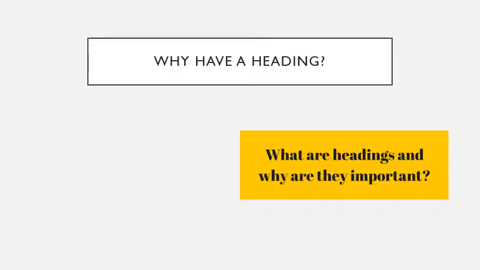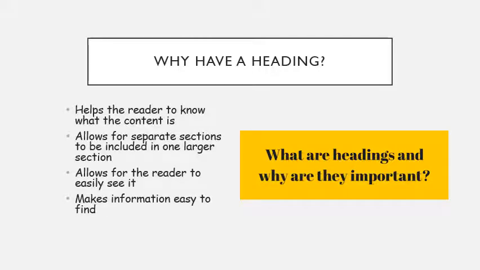So hopefully you've had a chance to answer that question. And again, we're going to look at some suggestions. This isn't a definitive list. There might be other answers that you've come up with which are equally as correct. But some of the answers that we've got written here are that it helps the reader to know what the content is. So in an information text, for example, a book that's got lots of information about lots of different things, it helps the reader to know what that specific content is going to be about, that specific page, for example.